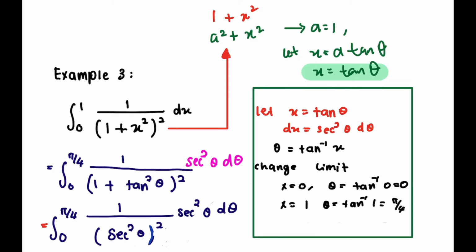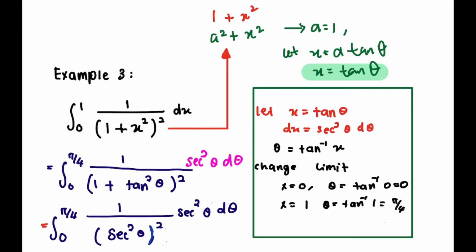Now let our x be tangent theta. Since your a is 1, therefore x is tangent theta. So let's do this. When x is tangent theta, dx, differentiate this, this is secant squared theta d theta. And then let's change our limits.